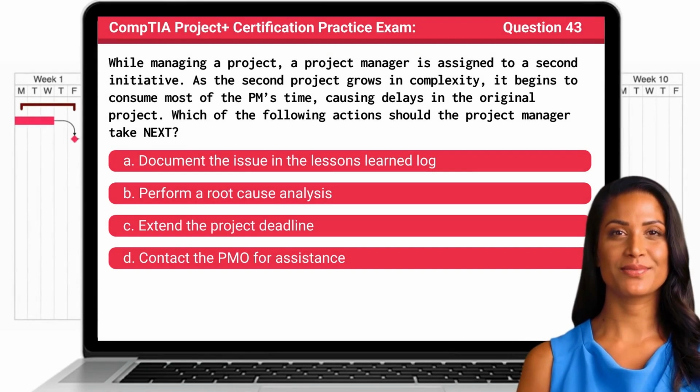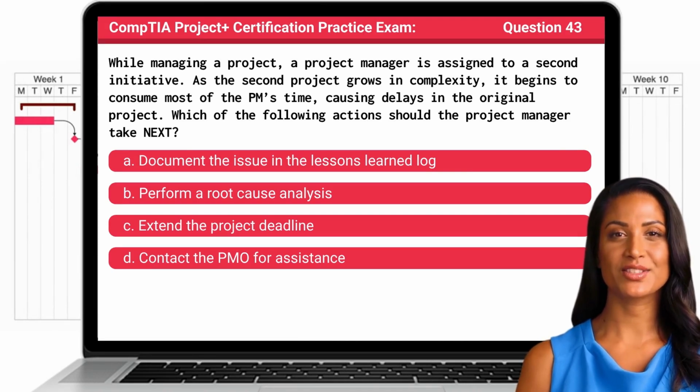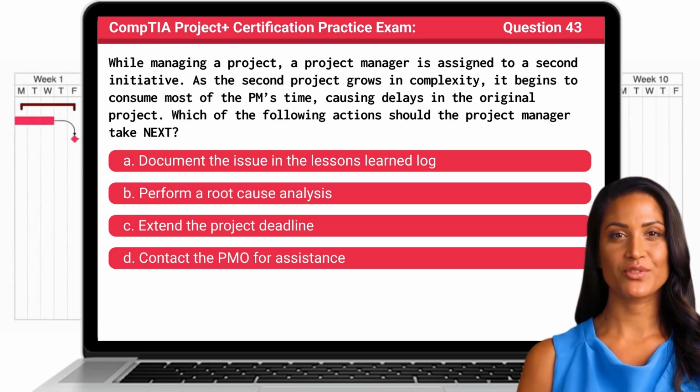Question 43. While managing a project, a project manager is assigned to a second initiative. As the second project grows in complexity, it begins to consume most of the PM's time, causing delays in the original project. Which of the following actions should the project manager take next?